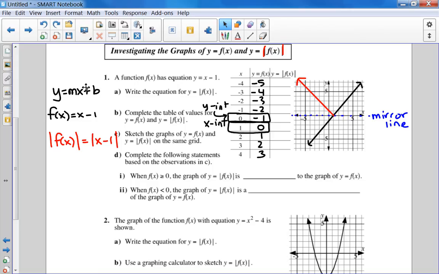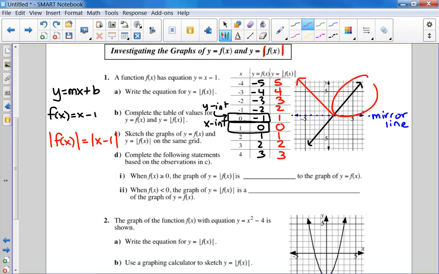So let's take a look at what's going to happen to our table. What happens to -5? It becomes 5. -4 becomes 4. -3 becomes 3. -2, you guys get it. What happens to these positive ones? They stay the same. And that is why all this has stayed the same. That's not been mirrored or anything. Okay?